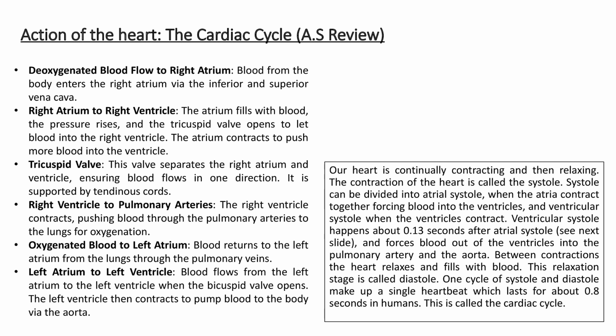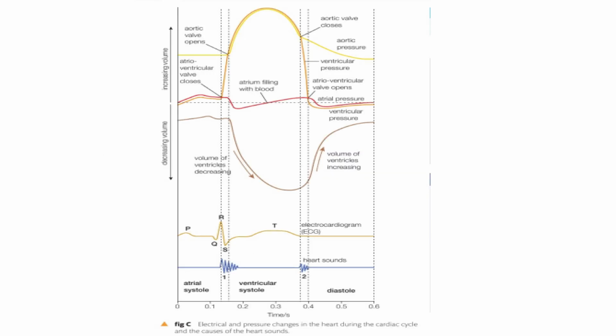Between contractions, the heart relaxes, and this relaxation stage is called diastole. One cycle of systole and diastole makes up a single heartbeat, which lasts for about 0.8 seconds in humans. And this is the entire review of the cardiac cycle. We are now prepared to move to the next slide. Here is a graph of the entire cardiac cycle.